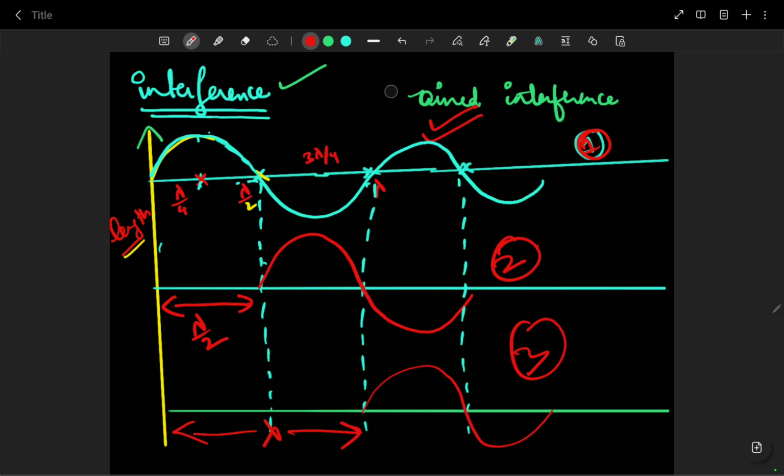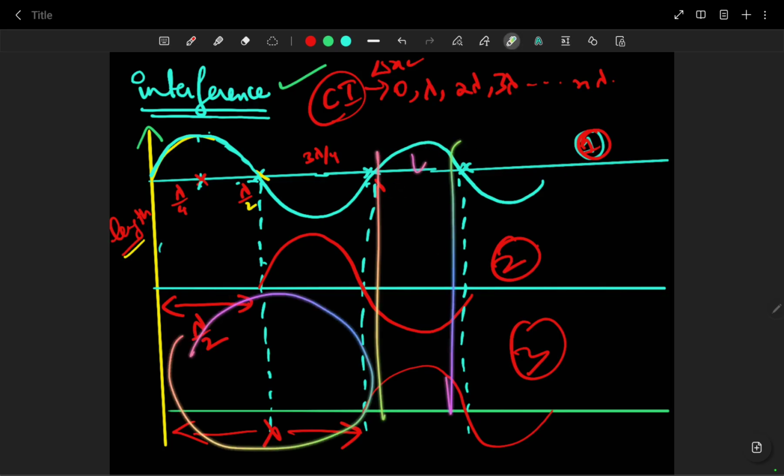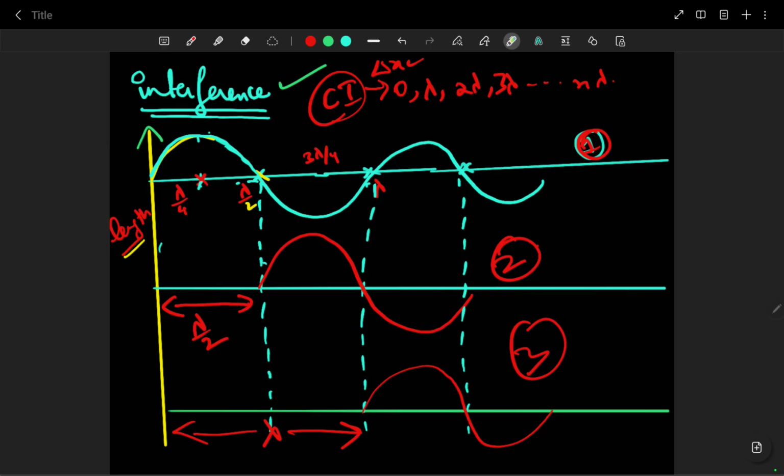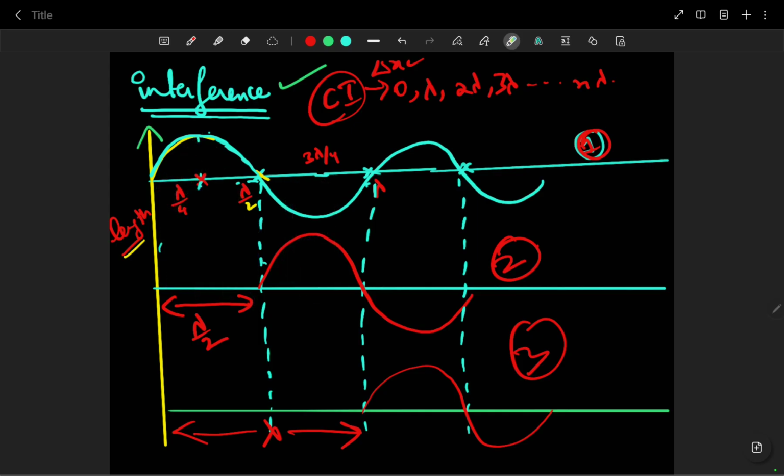So for constructive interference, let's explore the condition. For constructive interference, the path difference can be 0, lambda, 2 lambda, 3 lambda, up till n lambda. This is the condition for constructive interference path difference, because this is the whole path difference with which you are able to see constructive interference happening, right? And destructive interference, you have seen it over here for this path difference where troughs and crests are matching, and it's going to give you a dark spot.